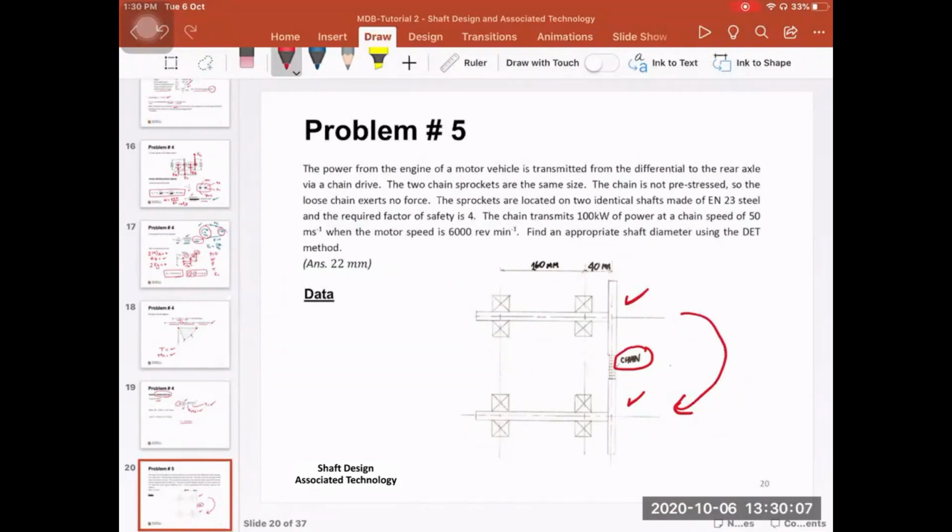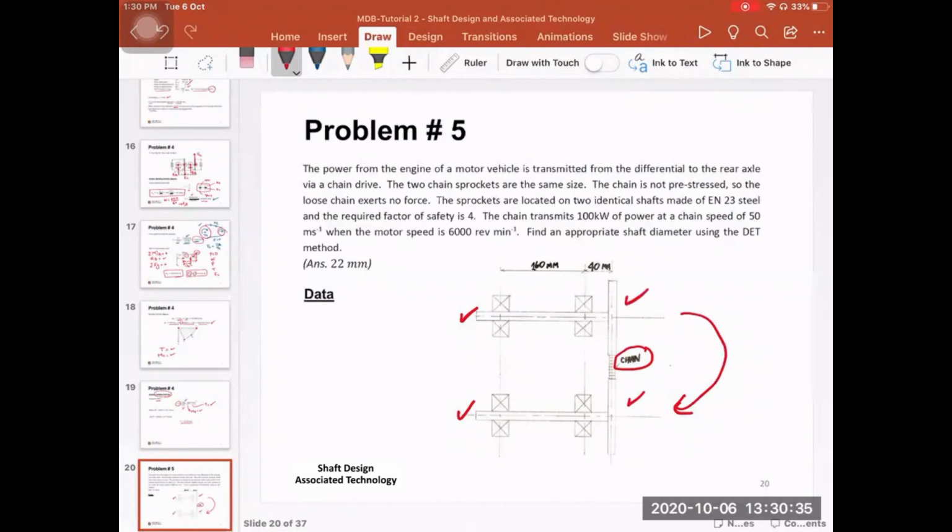So we have only a single force on one side of the sprocket, which is the force on the tight side. The sprockets are located on two identical shafts. So these two shafts here are identical. They are both made from the same material, EN23 steel, and the required factor of safety is 4. So the factor of safety is given. The material of the two shafts is given.